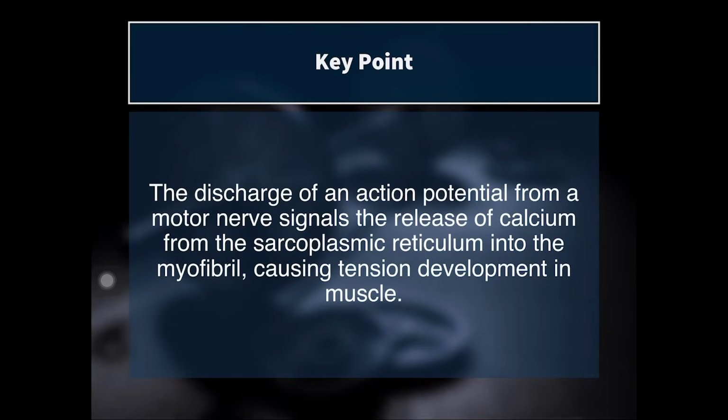So the key point here is that it's the discharge of an action potential from a motor nerve that signals the release of calcium from the sarcoplasmic reticulum into the myofibril, causing tension to develop. So that was a very succinct way of explaining in one sentence everything that we've just talked about, from the alpha motor neuron down to the individual contraction of a sarcomere. That's the path that it takes.